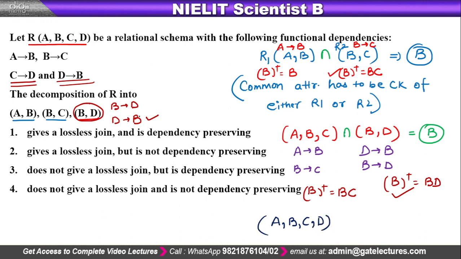Correct? So now you can see that all the four dependencies, C to D will also be taken care of, because now they have merged A to B also, B to C also and D to B also. So all the functional dependencies are taken care of, plus it is a lossless join. So the correct answer is option number one, that is, it gives a lossless join and is dependency preserved.